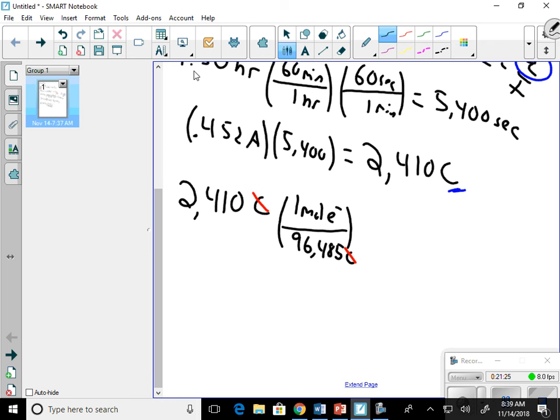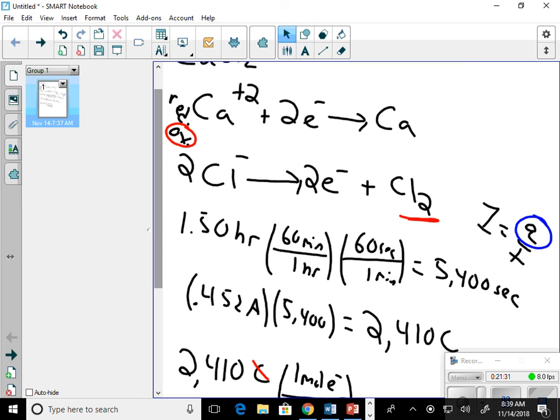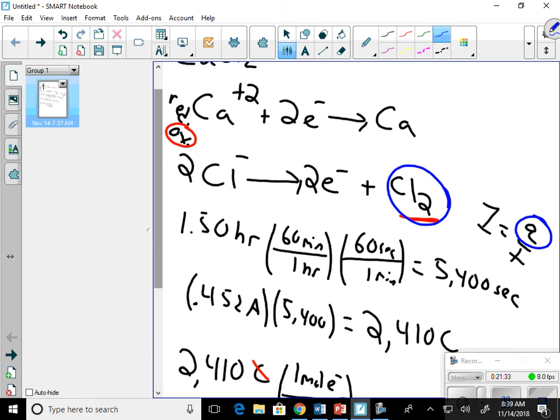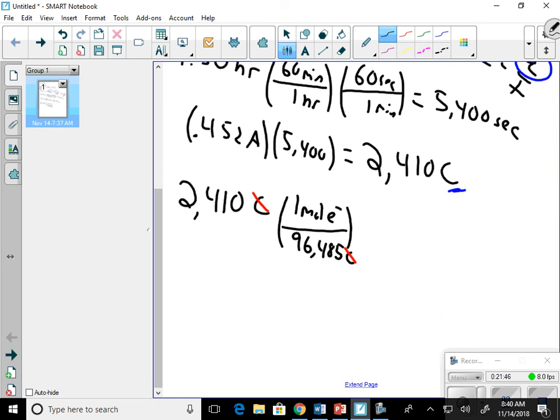I want to go from moles of electrons to what I'm trying to solve for, which is the chlorine. I have a ratio of stoichiometric coefficients between these two. There are 2 electrons for every 1 Cl2. That's my next conversion. I want to get to Cl2, so there's 1 Cl2 in my balanced equation for every 2 electrons. Because if I do that, electrons cancels out top and bottom. I now have moles of chlorine.